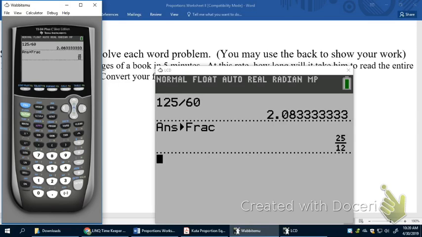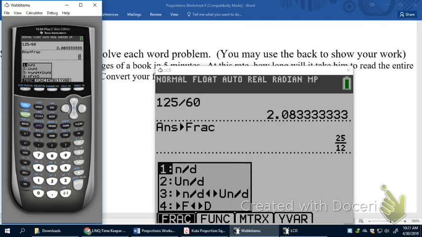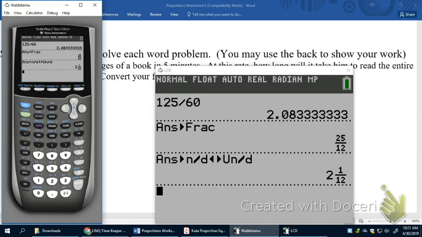So here's a new thing. You might not have realized this was there, but if you hit the alpha key, which is green on my calculator, and then hit F1, which is the y equals, alpha F1, it'll bring up this lovely menu. Again, to get that, alpha F1, which is y equals. You can actually go to the third option down. What the third option will do is convert back and forth from improper fractions and mixed numbers. So when I hit enter on that and enter again, 2 1/12 of an hour.